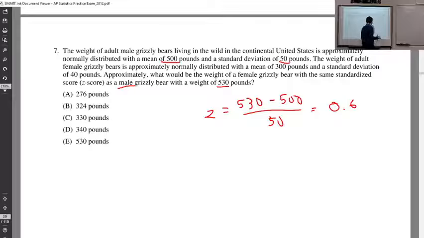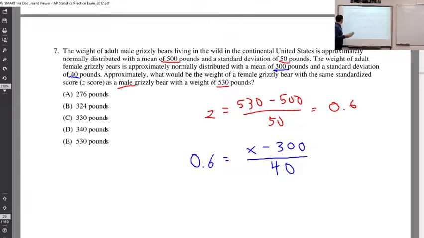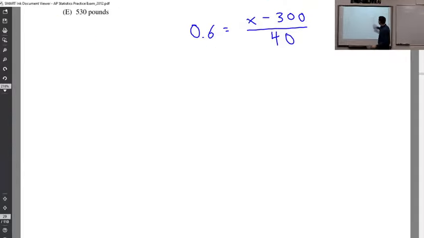And so now I want to go over to the females and say I want to know where the z-score of 0.6 has to be. So I want to know what value will give it that. And for the females, the mean is 300, standard deviation is 40. Solve that for x, and we get 324. So that's using our z-scores to jump between different distributions. Next one, number 8.